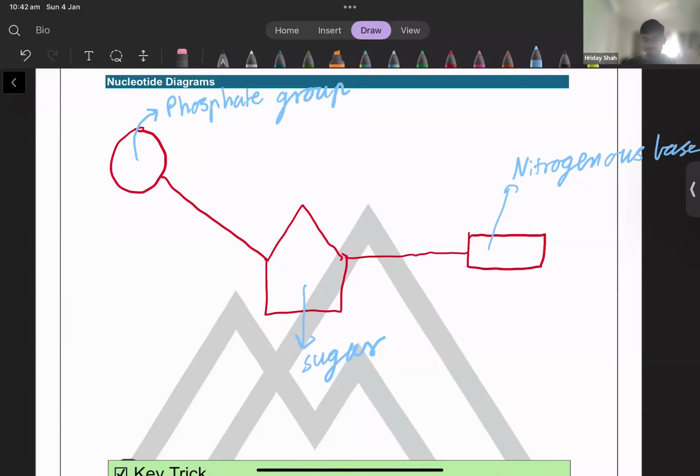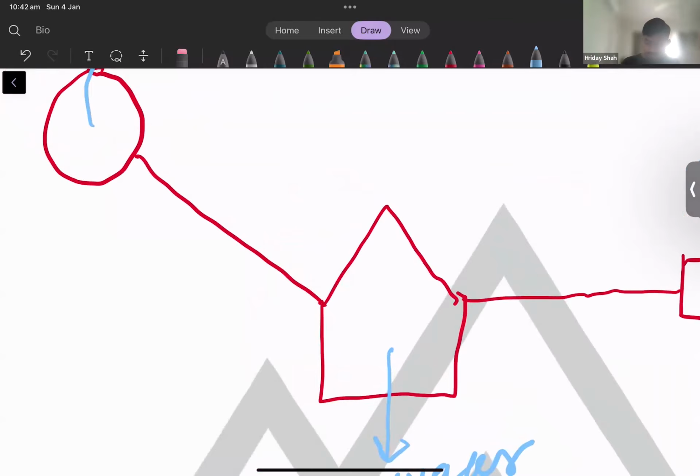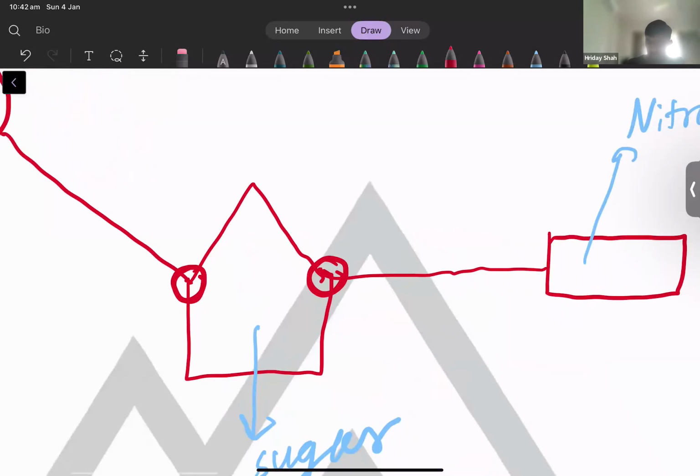It's also important in your diagram that these lines we're drawing to connect the subsets of the nucleotide together need to come from this corner of the pentagon and this corner of the pentagon. You cannot draw the line from here. That is incorrect. It must come from this particular corner, not from the one above or from the one below. It has to be that specific point.